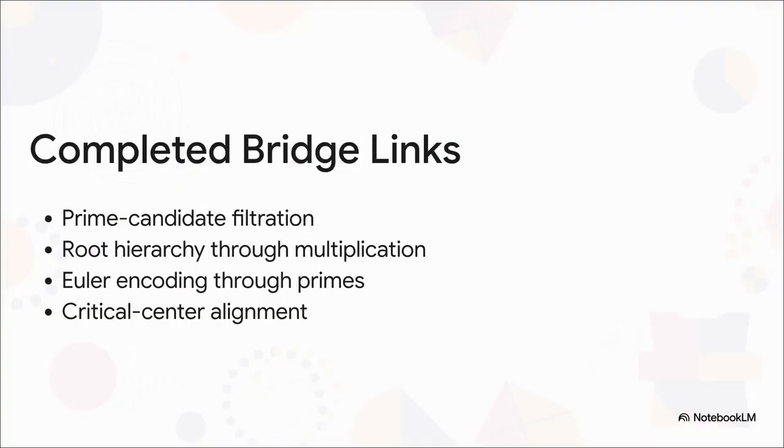The source material actually maps out 4 completed structural links proposing how this all connects. We have prime candidate filtration through the P1 fiber, root hierarchy through multiplication, Euler encoding through prime factors, and critical center alignment right through the seam. By aligning everything on that 1/2 critical center, the framework argues that the incredibly complex math of the Riemann hypothesis might just be the analytic shadow of this physical mod 30 machine.